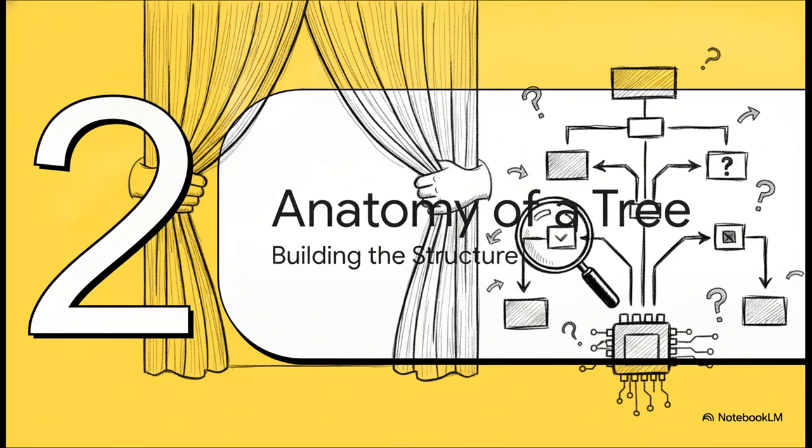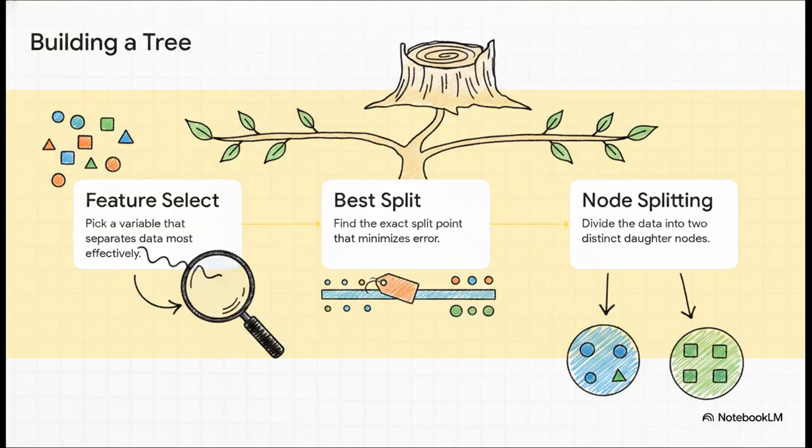Moving right along to Section 2, anatomy of a decision tree. So how do we actually build this thing? Well, it happens through a step-by-step recursive process. First, we have feature selection. The algorithm looks at all the available variables and picks the one that separates the data the best. Next is best split selection, where it finds the exact threshold, say an age or a specific price, that minimizes the error. Finally, we get node splitting, where the data is literally divided into two daughter nodes based on that threshold. And it just does this over and over again.